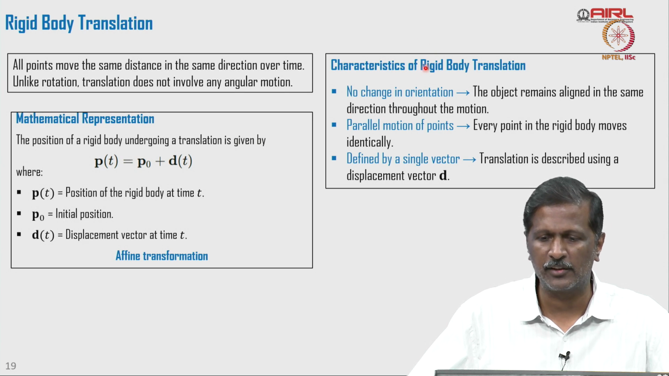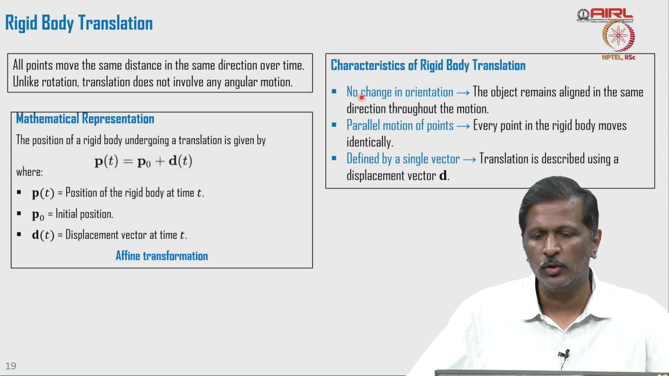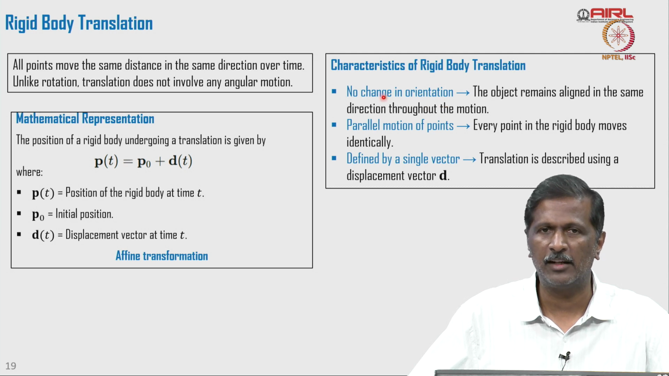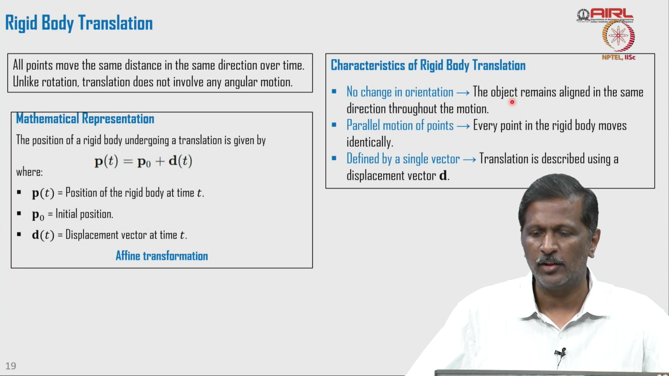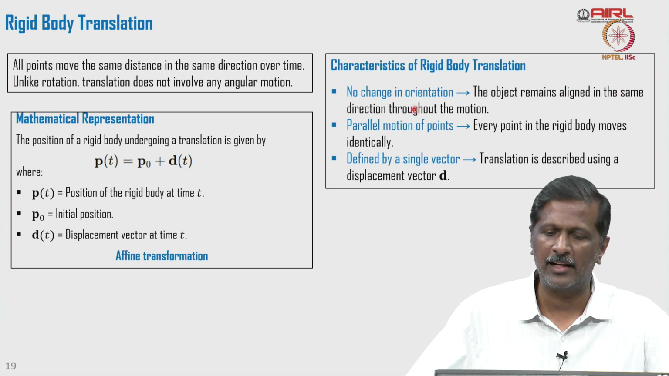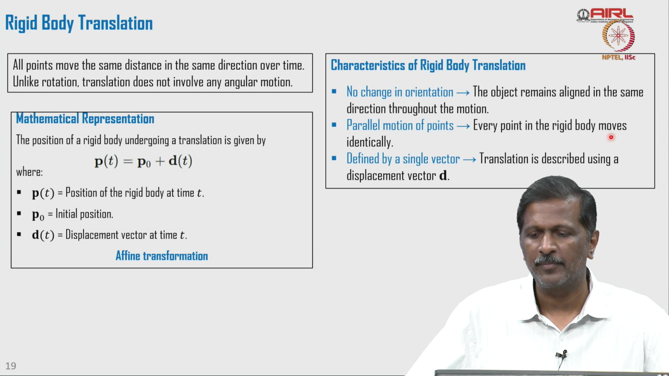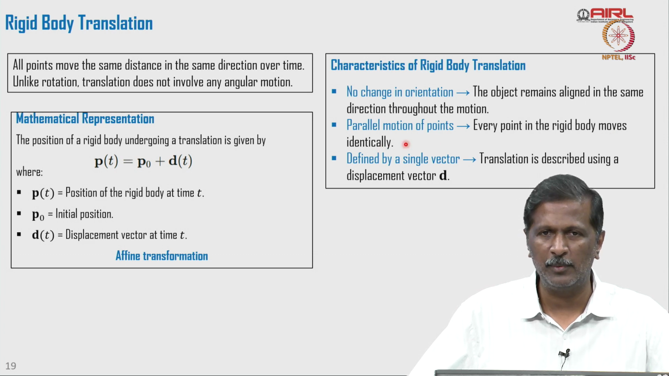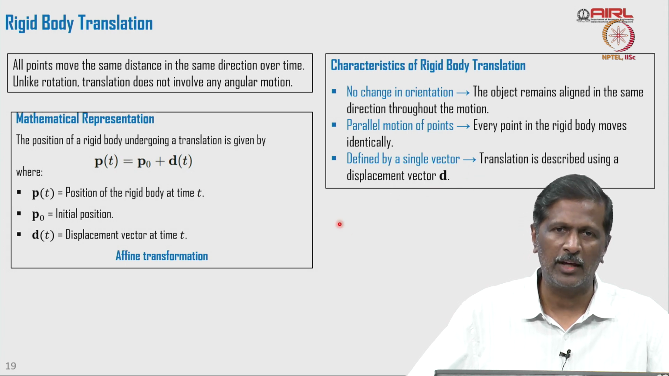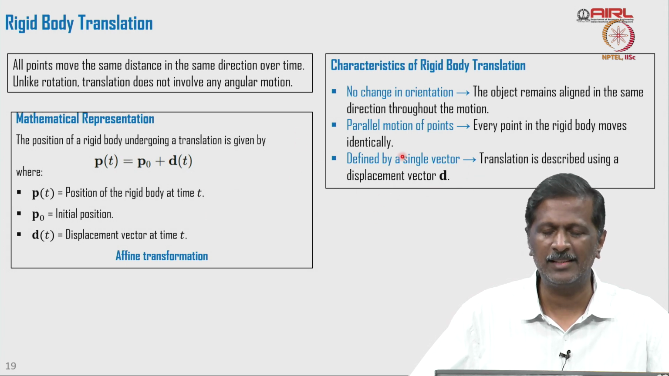What are the characteristics of rigid body translation? No change in orientation, which is very important. There is no change in orientation of the vehicle during translation motion. The object remains aligned in the same direction throughout the motion. Parallel motion of points: every point on the rigid body moves identically, which means all of them move parallel. If you want to define it by a single vector, translation is described using the displacement vector d. So, any position p is P naught plus d.